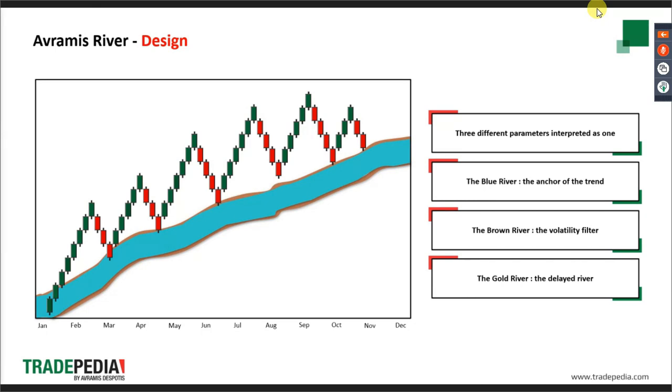And lastly, we have the gold river, which is the delayed river. This gold river is used as confirmation regarding a change in trend and will assist us in better understanding the clarity of the trend.